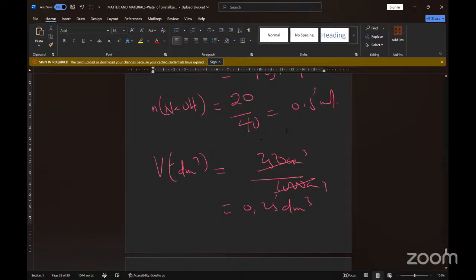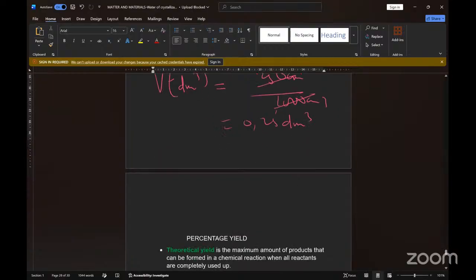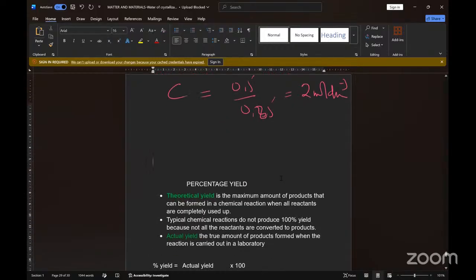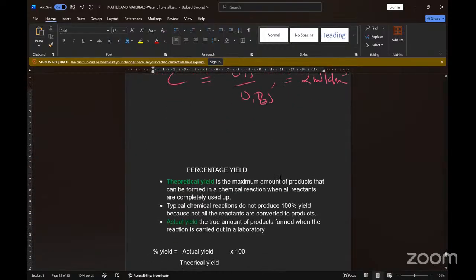So now you plug them in and say the concentration of sodium hydroxide is going to be 0.5 divided by 0.25. And like the previous one, we'll get 2 mole per dm³. Okay? So this brings us to the end of concentration. Now we're introducing the last piece of what we are going to do, and that is percentage yield.